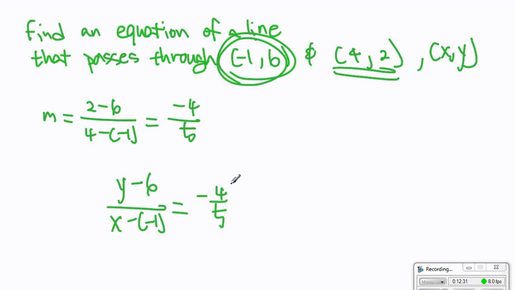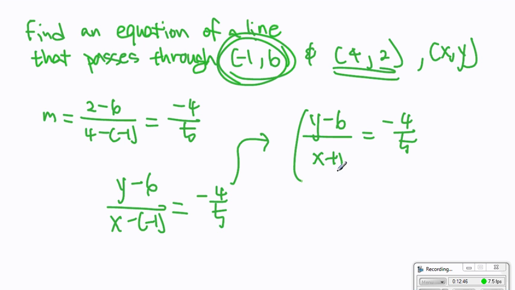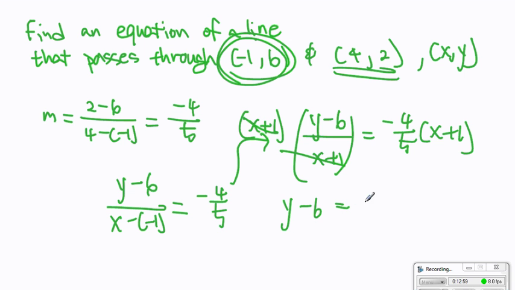And in fact, if we simplify this one, we end up getting y minus 6 over x plus 1 equal to negative 4 over 5. I understand we can cross multiply, but this time, what if we just multiply by the denominator? Then x plus 1 has to be multiplied on both sides. These two cancel out, and we have y minus 6 equal to negative 4 over 5 times x plus 1. And that is the equation of the line. All right.